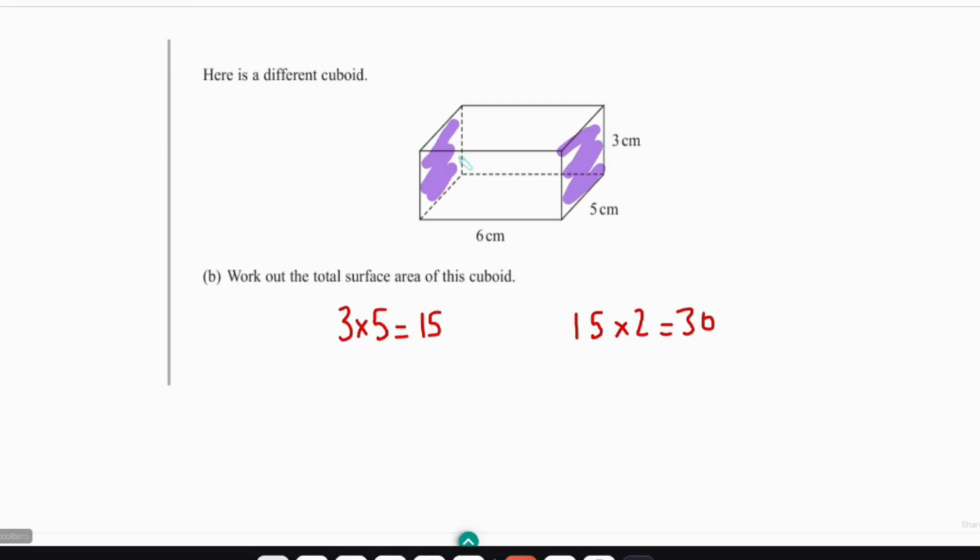I then have, I'm going to look at the base. That rectangle is 6 by 5, which is 30, which is the same as this top face here. I need 2 of those. And I have two final faces to do, which are the same. Got that front face.